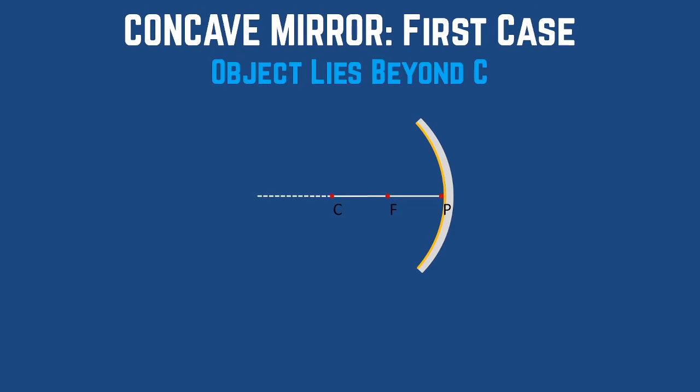In this video, we are going to cover image formation by spherical mirrors. First, we will cover image formation by a concave mirror. The first case is when the object lies beyond the center of curvature.